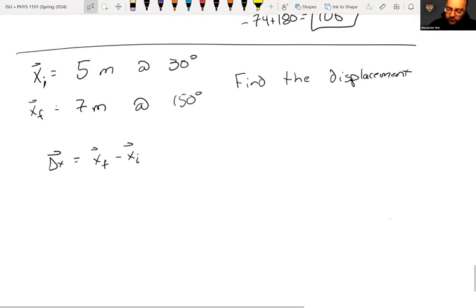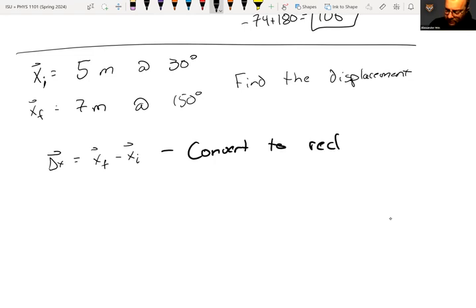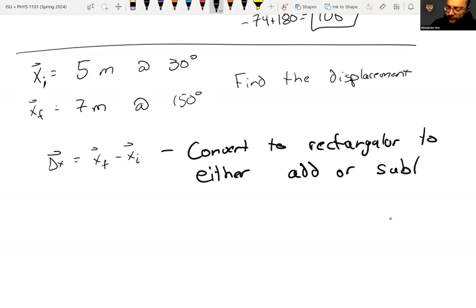Okay. So in order to do this, we convert to rectangular form to either add or subtract. Okay. The mistake people will make is they'll just subtract the magnitudes and subtract the angles. That's not going to work. That's going to give you something completely wrong. So what you need to do is we would need to say, okay, x initial.